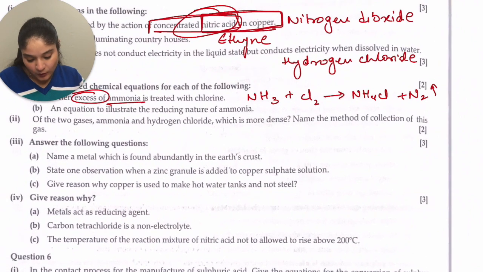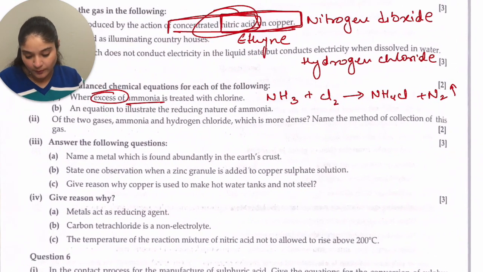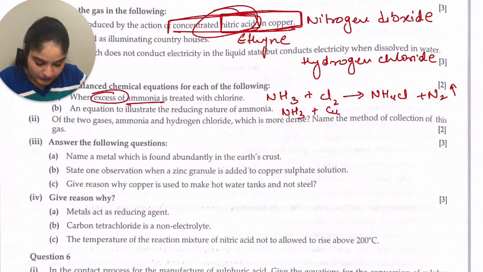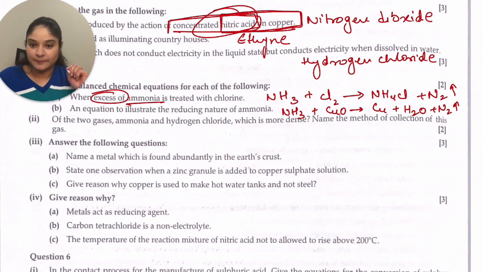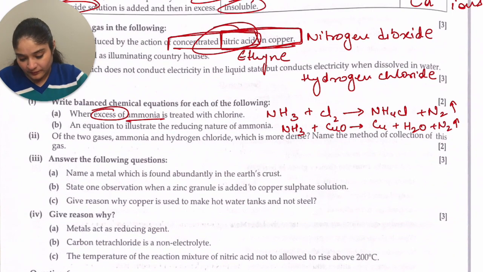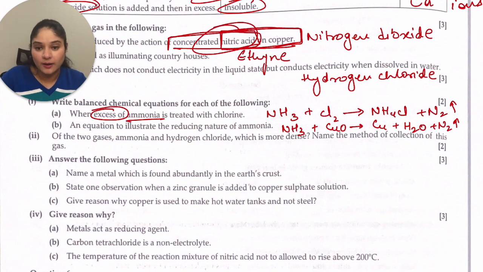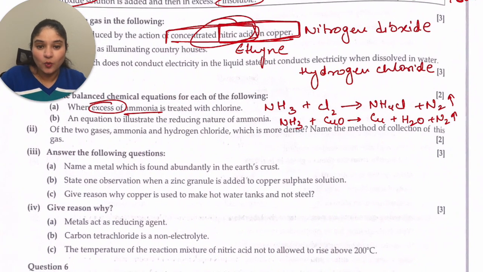Now next is an equation to illustrate the reducing nature of ammonia. So in reducing nature of ammonia, you can use any of the equations of your choice. Right now I am using ammonia's reaction with copper oxide. So let me find some space here. So ammonia plus copper oxide will give me copper plus water plus nitrogen gas. And that's it.